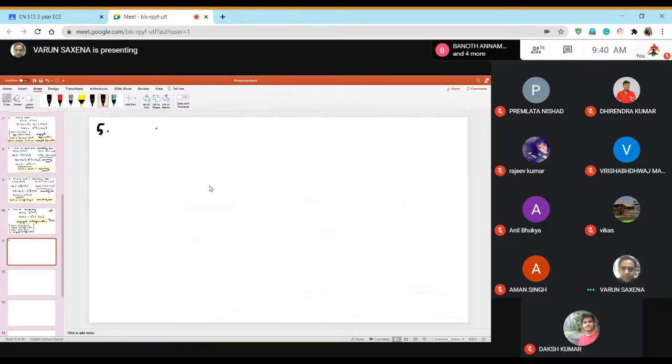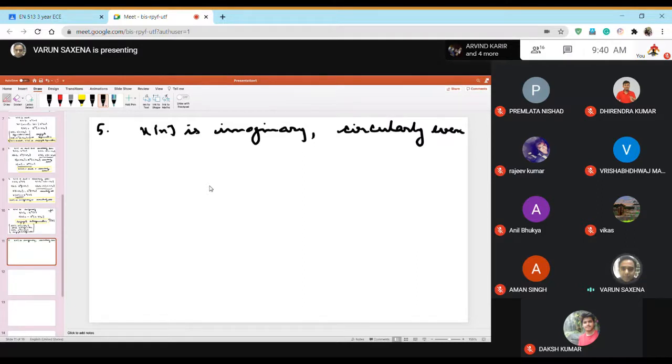So now the case is that xn is imaginary, and it is circularly even. Then what will happen to capital X? That is the question. So solve it, and anybody can give me the answer, because some people will not solve it, some people are sleeping. So those who are awake and can solve it can give me the answer. And it will be a good practice as well. 2 minutes, I'm waiting for an answer from anyone.